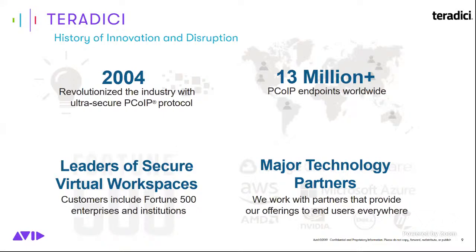So as you can see here, Teradici was founded in 2004, revolutionizing the industry in virtual desktop computing with the ultra-secure PC over IP protocol. Today, we have PC over IP protocol, PC over IP Ultra, and we have our flagship product called Cloud Access Software, which we'll be taking a deeper dive into as well. So through the adoption of those technologies over the years, we've amassed a wide ecosystem of over 13 million, actually over 15 million endpoints worldwide.